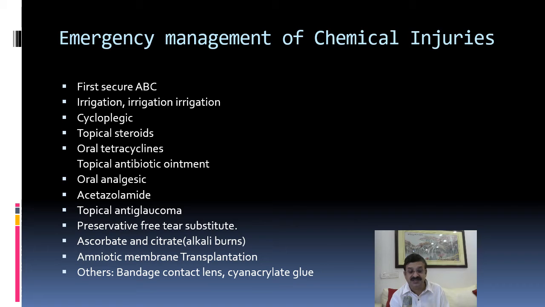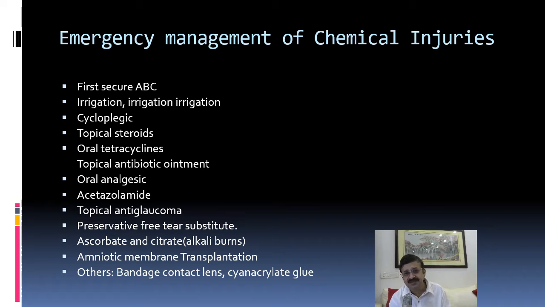Now we'll go to emergency management of the chemical injuries. And as I was telling you in the previous slide, this is one injury where you have to treat first and then take a history. Meaning, first you have to secure airway, breathing and circulation, that is the ABCs, as with all other injuries, and then you have to start irrigation. Now this irrigation can be anything, whatever comes handy. Tap water is fine. So if at the site of the injury nothing else is available, you must wash it for at least 5 to 10 minutes, copiously irrigating the eye with tap water.